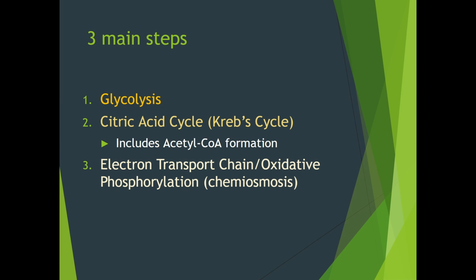So here are the three main steps: glycolysis, the citric acid cycle, also known as the Krebs cycle. This also includes acetyl-CoA formation, so we'll talk about that. And then the electron transport chain and oxidative phosphorylation. The electron transport chain with chemiosmosis is essentially called oxidative phosphorylation. But oftentimes books and textbooks, including yours, like to just focus on the electron transport chain and talk about the further processes required for this to complete.